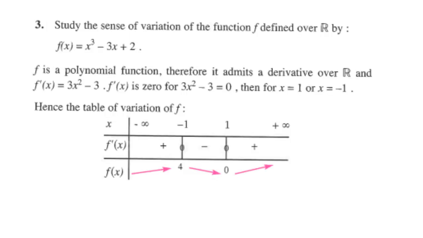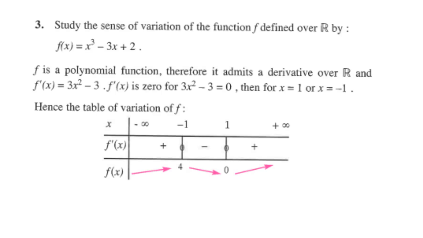Let us do the third example. We have the function x cubed minus 3x plus 2. This function is also defined from minus infinity to plus infinity. We do the derivative. What's the derivative of x cubed minus 3x plus 2? It's 3x squared minus 3.